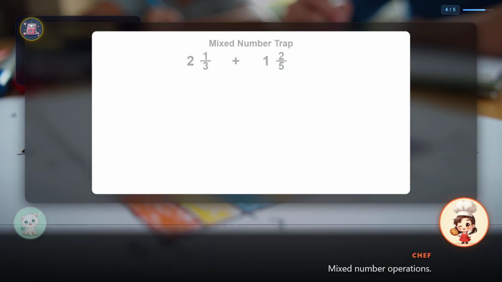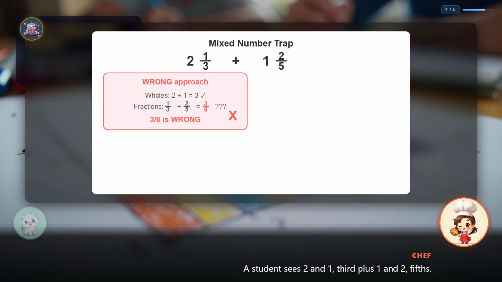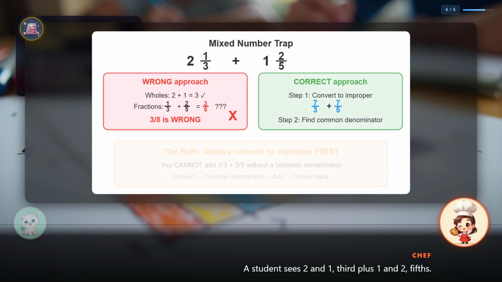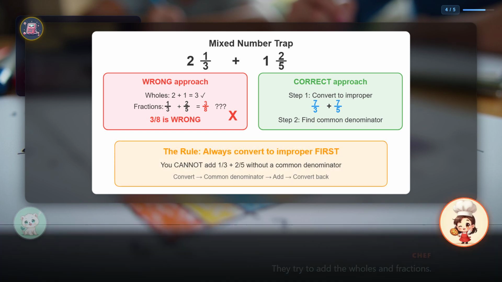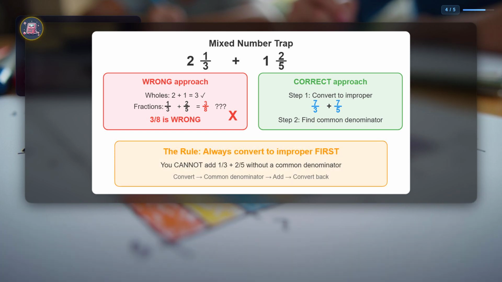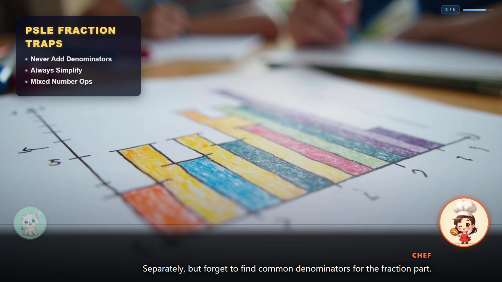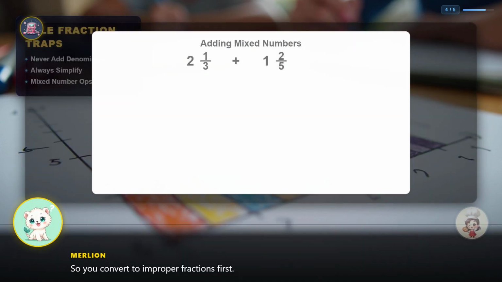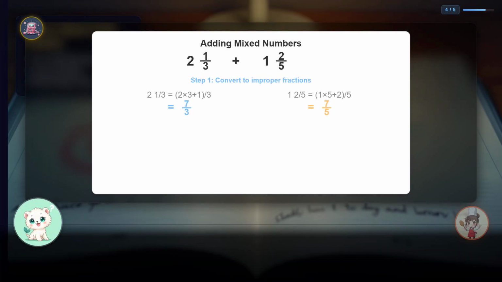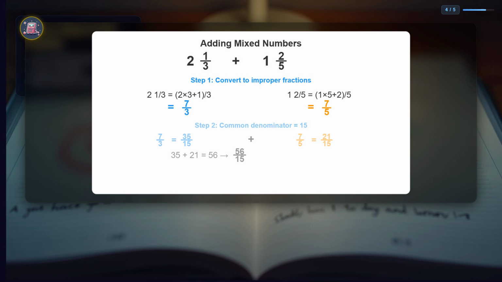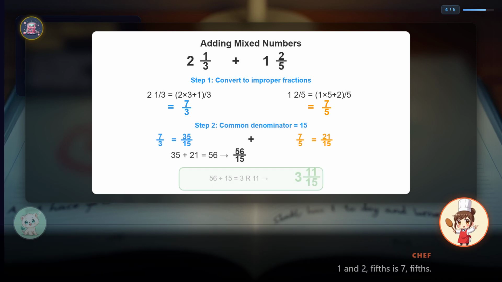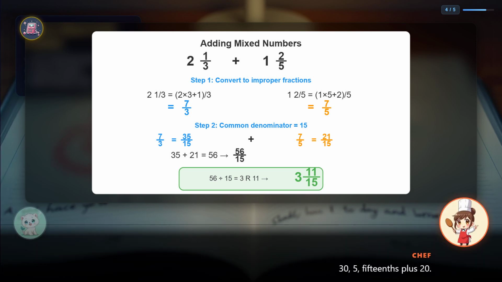Trap 3. Mixed number operations. A student sees 2 and 1/3 plus 1 and 2/5. They try to add the wholes and fractions separately but forget to find common denominators for the fraction part. So you convert to improper fractions first. 2 and 1/3 is 7/3. 1 and 2/5 is 7/5. Common denominator is 15. 35/15 plus 21/15 is 56/15.